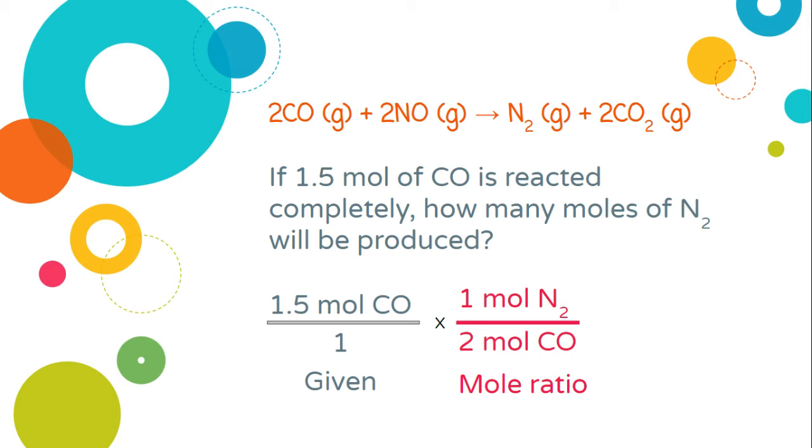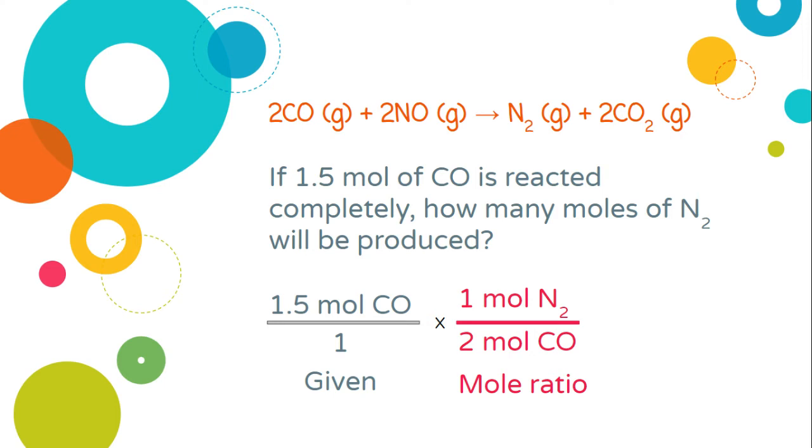So since I have moles of carbon monoxide on the top in my given set, I need to cancel that out. So that means it has to go on the bottom of my conversion factor. So that's how I've set it up. The number 2 is my mole ratio number for carbon monoxide. It is exactly the same as my coefficient.